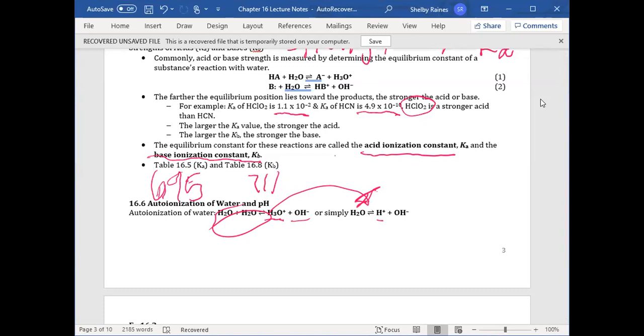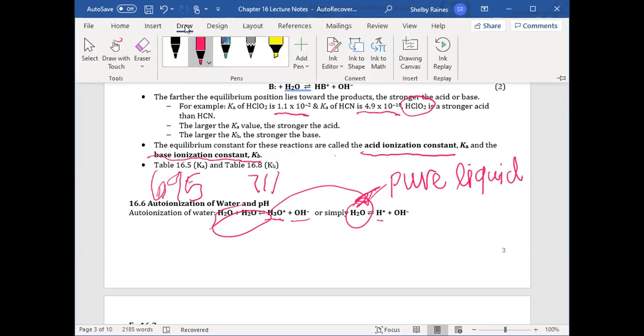Remember in your K values that we only include gases and aqueous liquids. H2O is a pure liquid, so we do not include it in our Ka expression. So the K for water then, for this equation, let me clear this up. I'll do this instead.